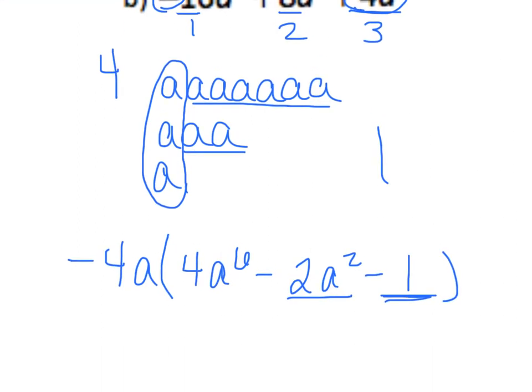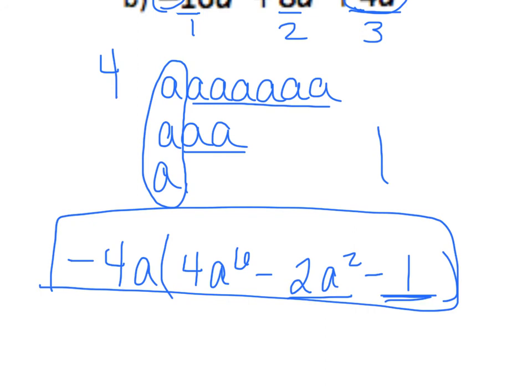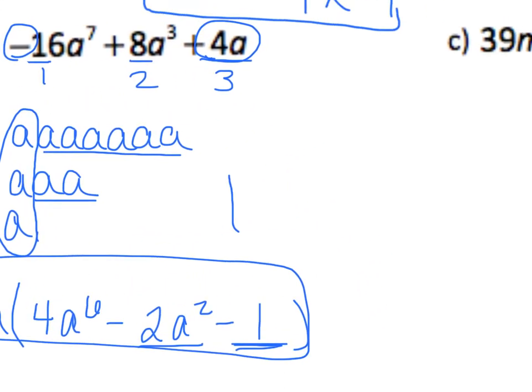So this would be your final answer. And if you multiplied it all back out, you'd get back to the beginning of the problem, which is how you know that you're correct.